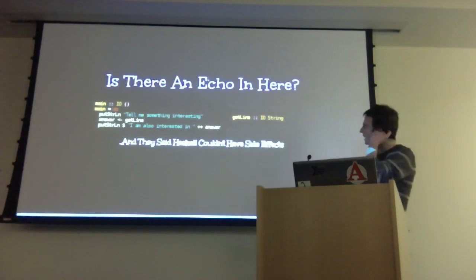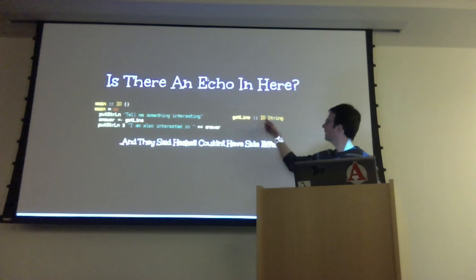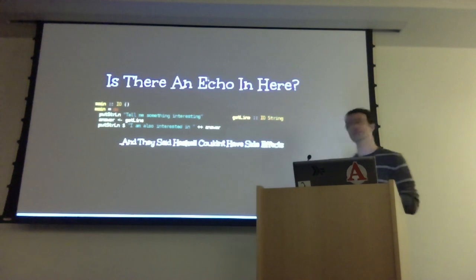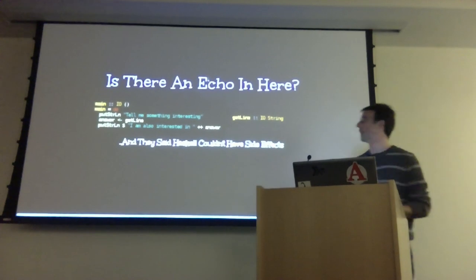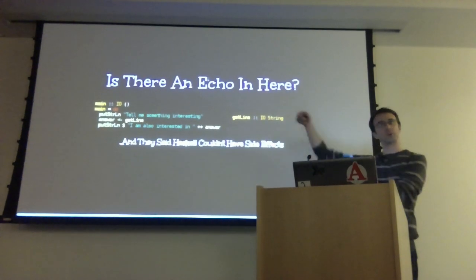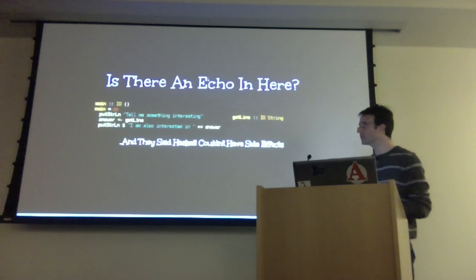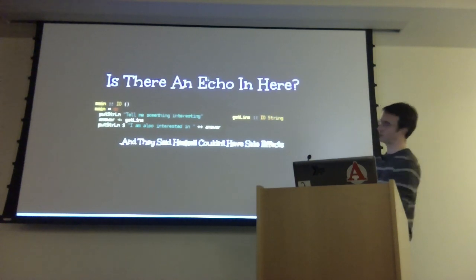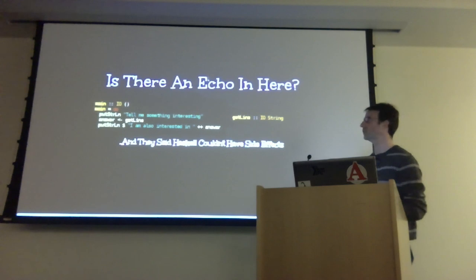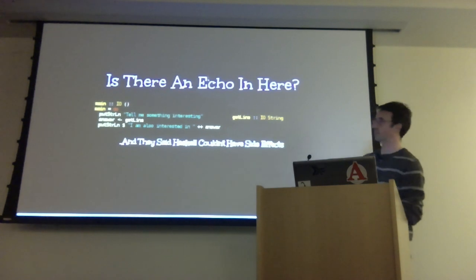There's another function, getLine, which returns an IO of string. We'll talk about that in a minute. And then you want to print out what the person just said. Notice this strange syntax: answer, left arrow, getLine.